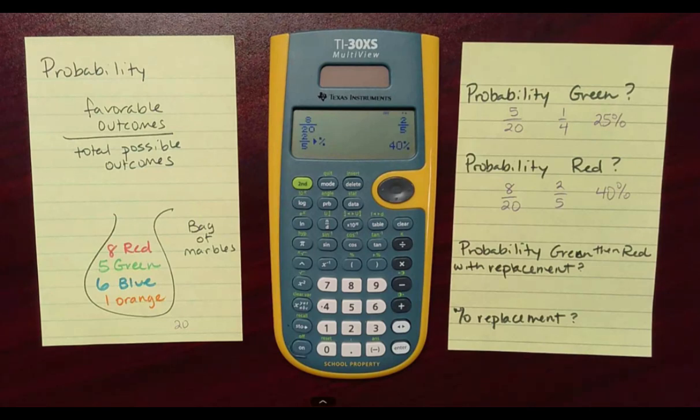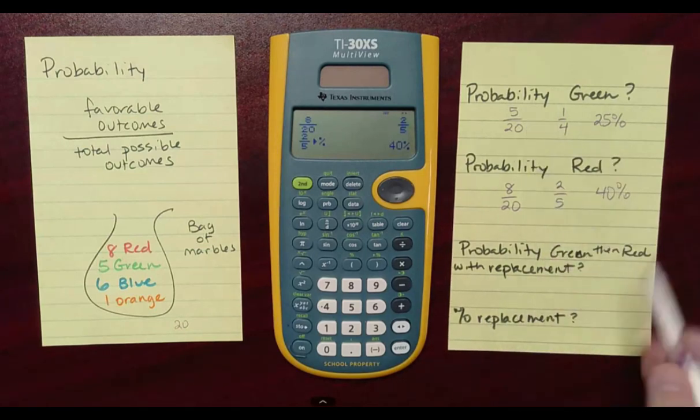If you start dealing with more compound probability, you have two things that you're wanting to happen. To find this, it's more complicated, but we're going to multiply two things together. If I want the probability of green, then red, there are two phrases we have to watch for: with replacement or without replacement. With replacement means I put the marble back in the bag and the total number of marbles doesn't change. So if I want the probability of green, that's 5 out of 20.